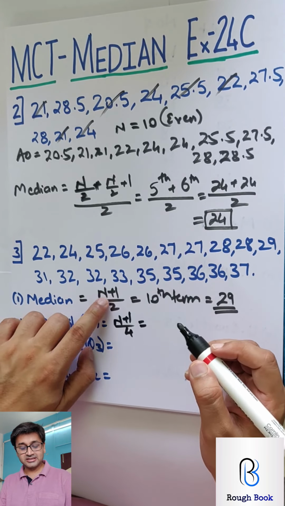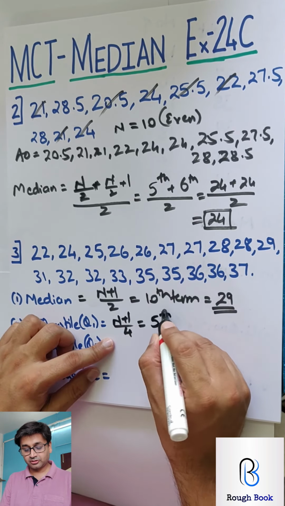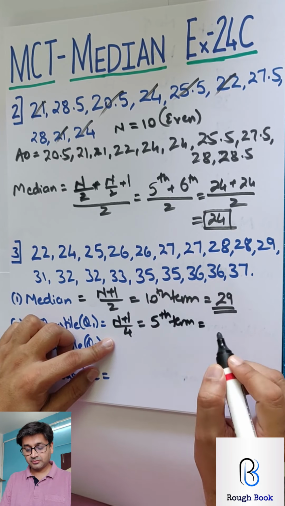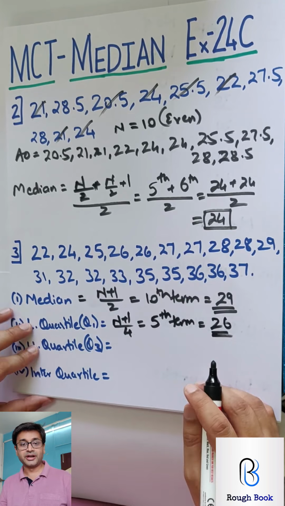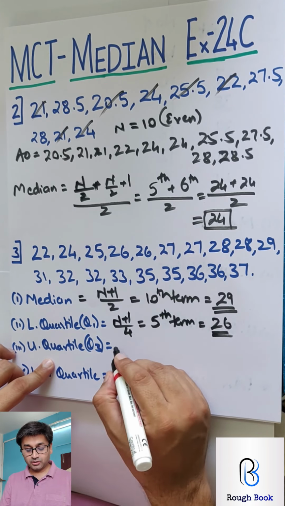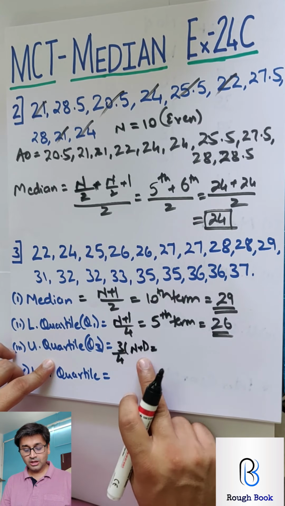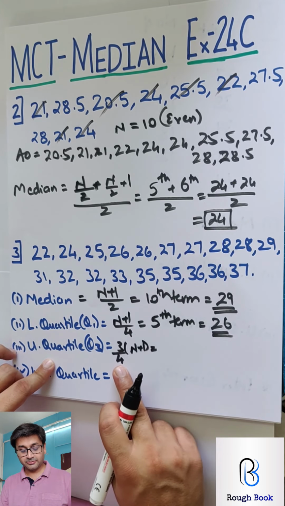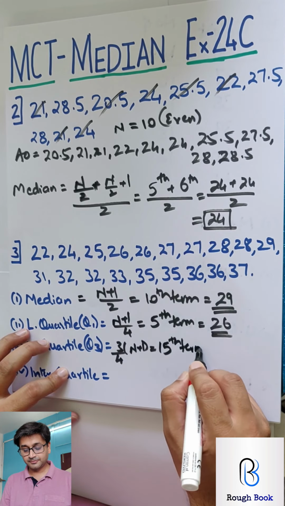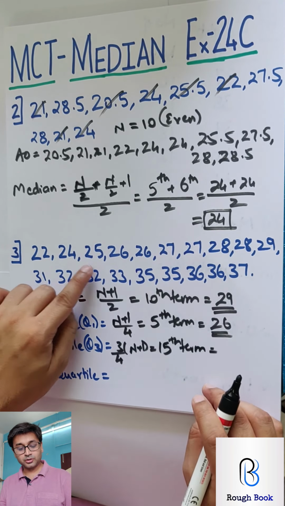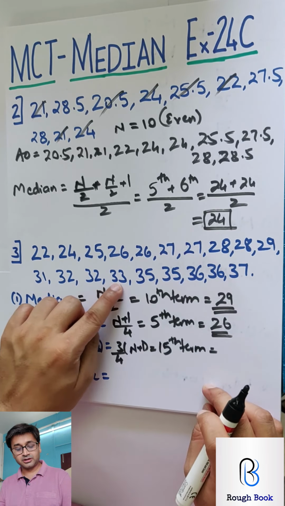So that means n is 19 plus 1, 20. 20 divided by 4, so 5th term. So what is our 5th term? Let's count. 1, 2, 3, 4, 5. So my answer should be 26. Upper quartile is 3/4 of (n plus 1). So n plus 1, 20. 20 by 4 is 5 and 5 3s are 15. So 15th term. So count 1, 2, 3, 4, 5, 6, 7, 8, 9, 10, 11, 12, 13, 14, 15.